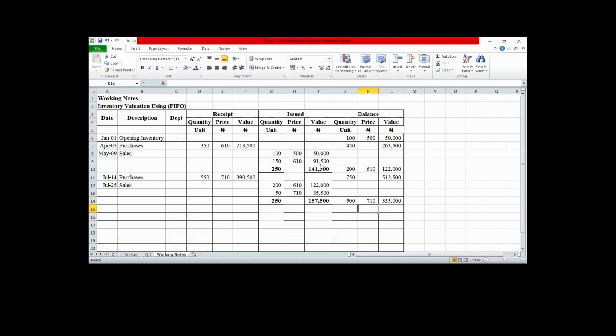Sorry to take you back. That sales on July 25 was 250 units, right? Yes. So how come we looked at the 200 value, not the 750 that was the last one? What are we using? We are using first in, first out. You must issue out the old stock before you can issue the new stock. The first arrival must go out first before the new arrival. And the first arrival is the 200 at 610.